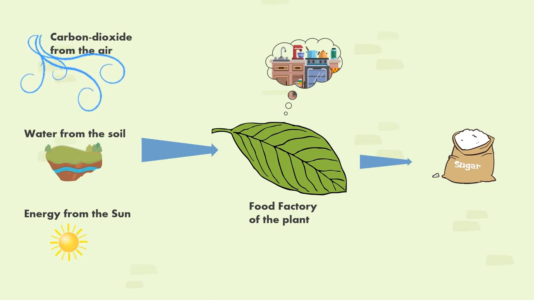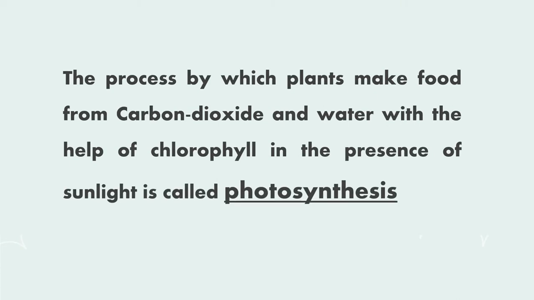So now we know how plants make food, that is glucose, using carbon dioxide and water, with the help of chlorophyll, in the presence of sunlight, and this process is called photosynthesis. So what is photosynthesis again? The process by which plants make food from carbon dioxide and water with the help of chlorophyll in the presence of sunlight is called photosynthesis. In the word photosynthesis, photo means light and synthesis means putting together.